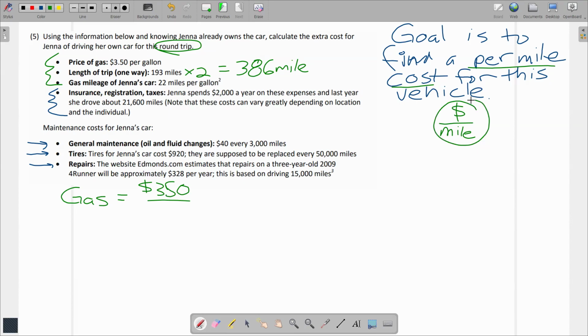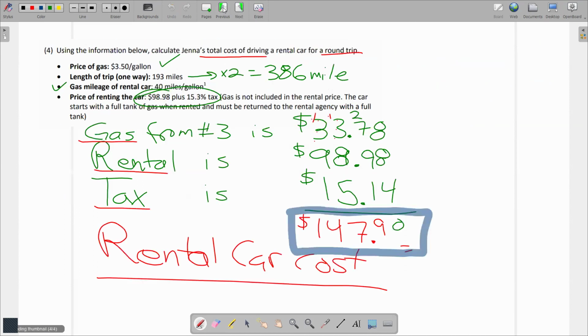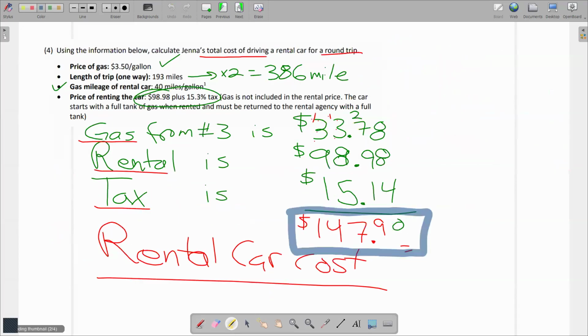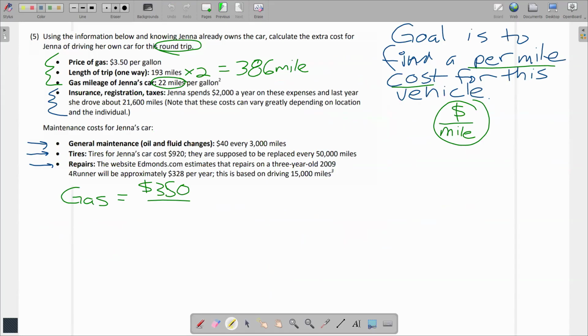Well, let's see. I know that she's driving her 4Runner, and her 4Runner gets 22 miles per gallon. If I look back at my calculation for that over here, didn't I end up dividing by 22? Right? So in my calculation here, I should divide by 22. Because 22 is a mile amount.